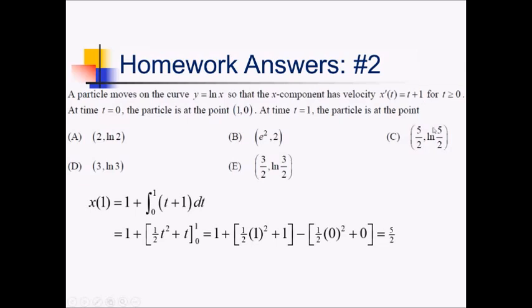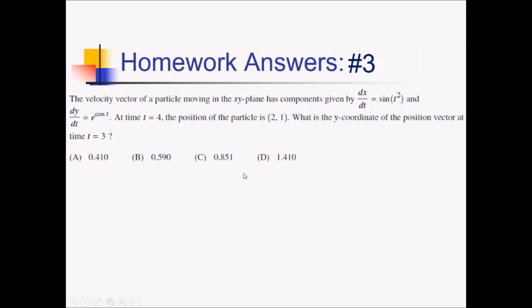That is enough to pick answer choice C. But if you wanted to carry it out, we've got y equals ln of x. That means y of 1 is just going to be the value of ln of whatever the x value at 1 was. We're just figuring out the x value at time 1 and plugging it into ln. Well, here's the x value at time 1. It's 5/2. So y of 1 is really just ln of 5/2, which gives us the point (5/2, ln of 5/2). So that is definitively choice C.